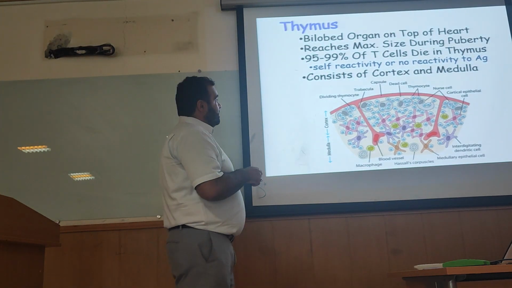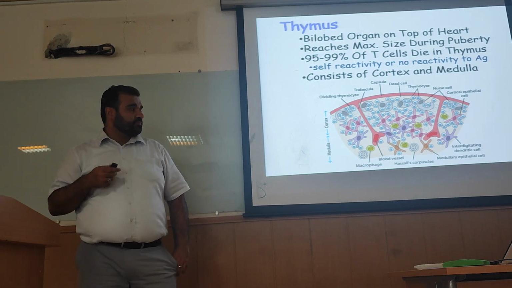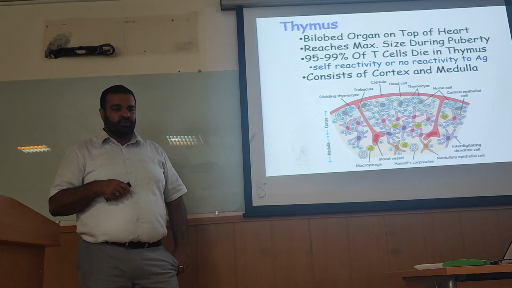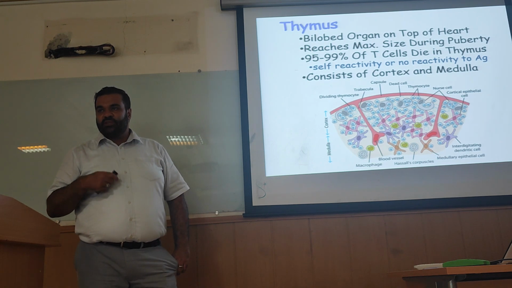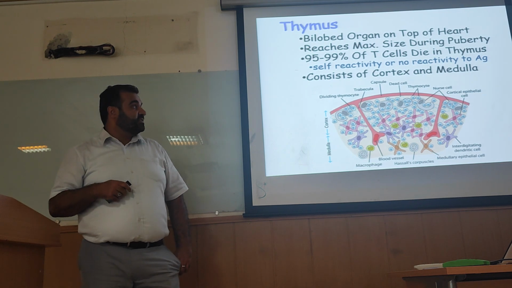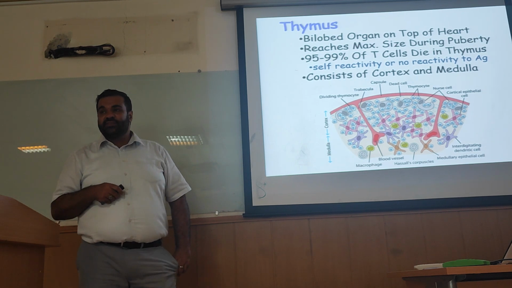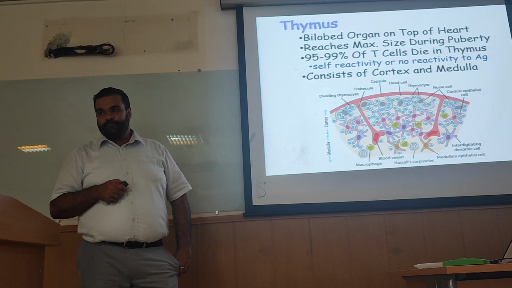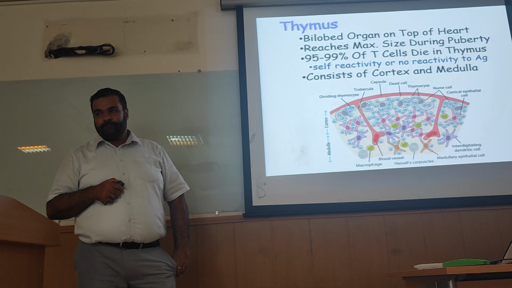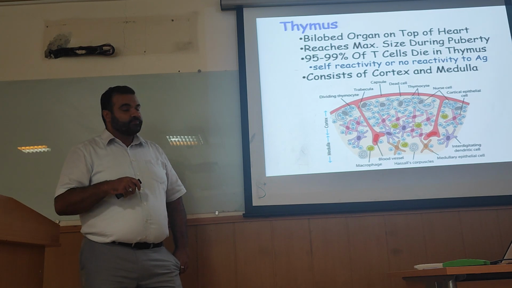Right, so the thymus is a bilobed organ on top of the heart and reaches maximum size during puberty. Around 95 to 99% of the T lymphocytes you have there die in the thymus. Why do T lymphocytes die inside the thymus? Anyone think why?